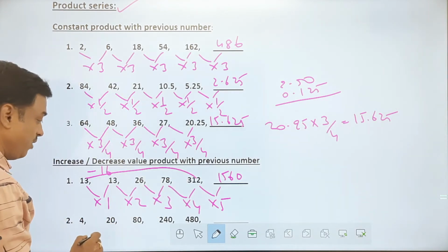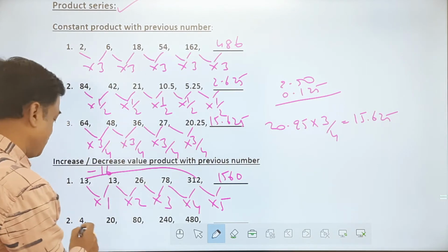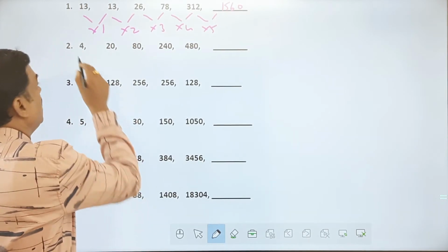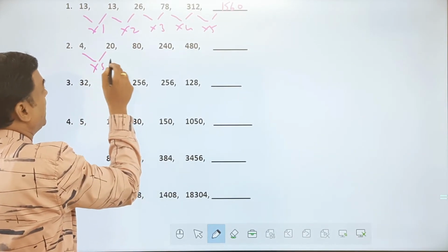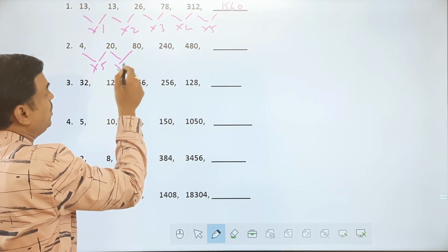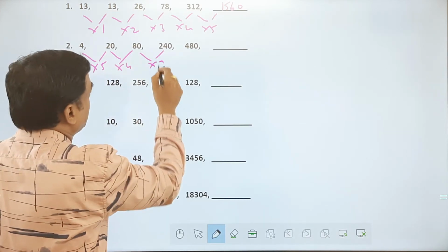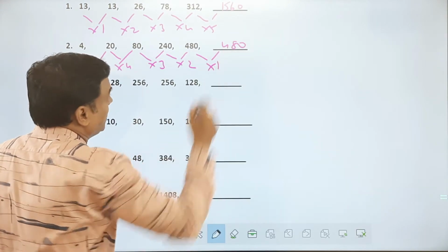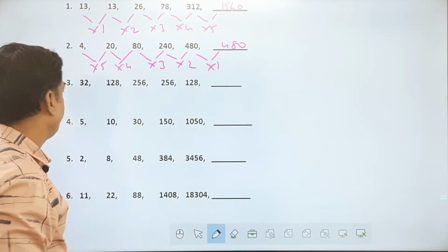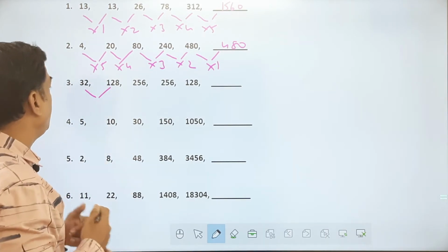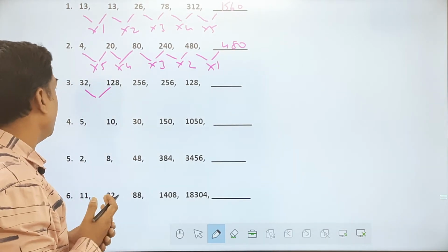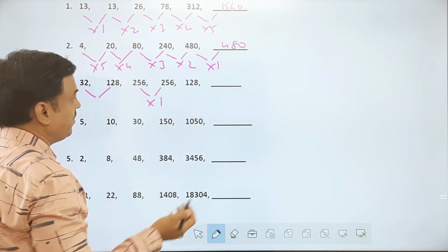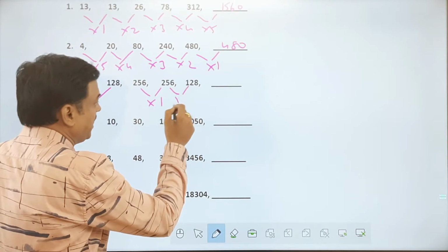The next number if you see all of you, if I look at it, this one, we have a series. Next one if you see, 4 become 20, that means into 5, 20 becomes 80 into 4, this one into 3, this one into 2, and this one into 1, it is again 480 is what I get. So clear all of you? Next one, 32 to 128. If you have any idea like how do we get these numbers, I am finding this to be into 1, fair enough, and this to be half, exactly half.